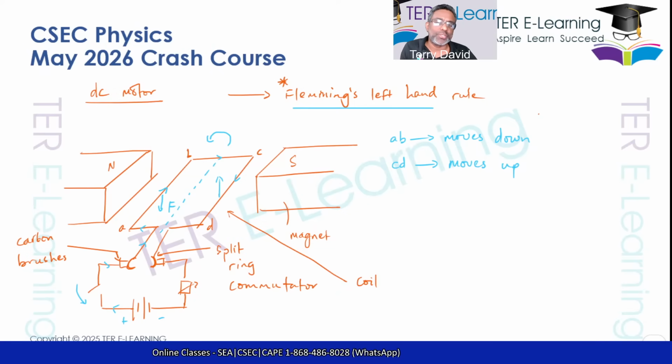One of the things you can do to make the motor spin faster is to increase the current flowing in the circuit. We can also increase the strength of the magnetic field, and we can increase the number of turns in the coil. So that's an exam question. How can we increase the speed of the motor? Increase the current in the circuit, increase the strength of the magnet, and also increase the number of turns in the coil. Now that's the DC motor.